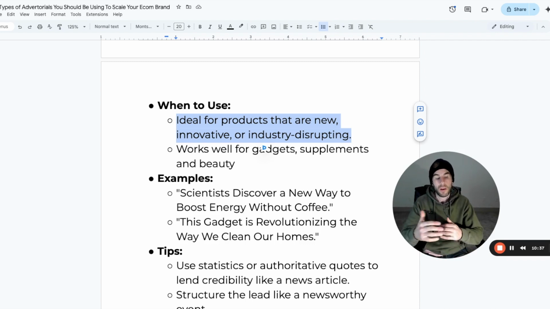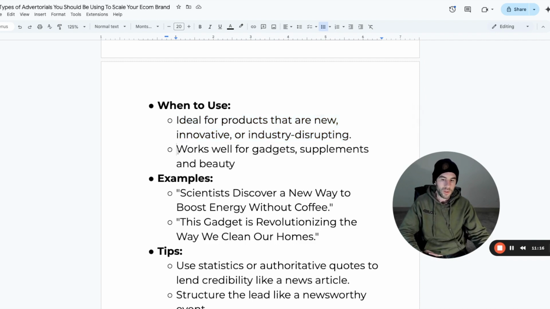And whenever we're talking about industry disrupting, one of the big things to think about is that sometimes in this style of advertorial, it's good to have kind of an enemy. Like in skincare, the enemy is going to be Botox, or traditional treatments that aren't actually good for your skin, or the big skincare cream companies. If you're writing for peptides like BPC 157, it could be that big pharma wants this banned. So when it's appropriate in this news article style advertorial, you want to have some kind of enemy woven in there. This is typically going to work really well for gadgets, supplements, and beauty.